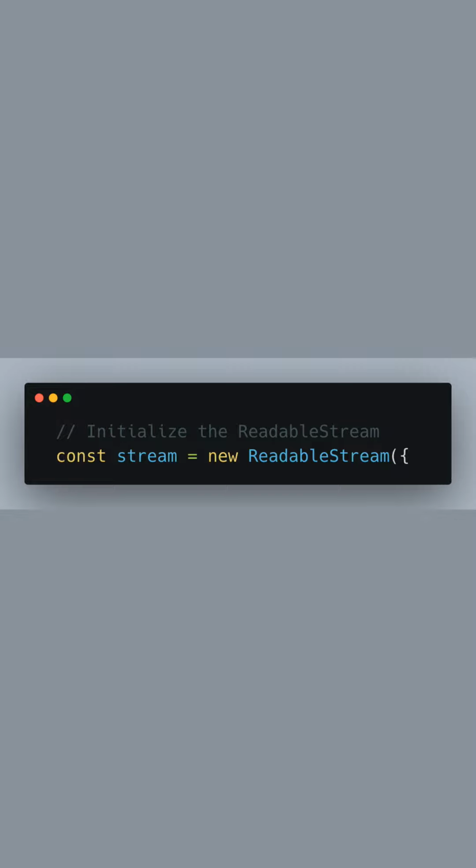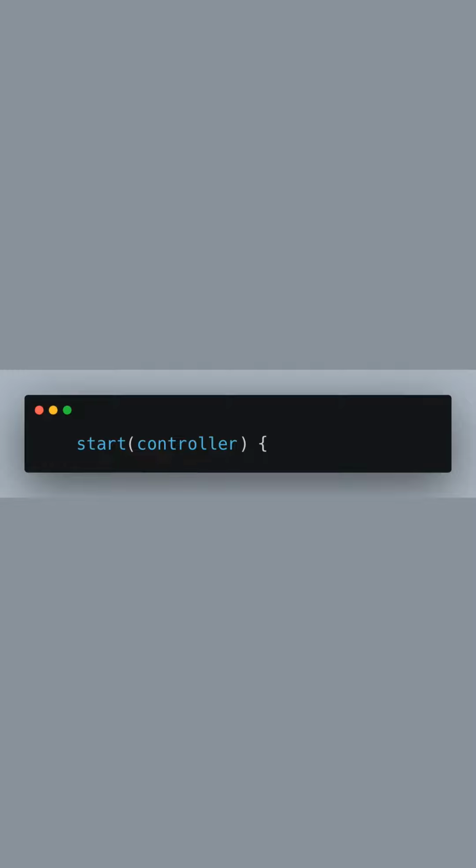At the core of this example, we're initializing a readable stream. Streams are powerful primitives provided by the web platform for efficiently handling large volumes of data without having to load everything into memory at once. The readable stream takes an object with a start method. This method accepts a controller that we use to push chunks of data into our stream.